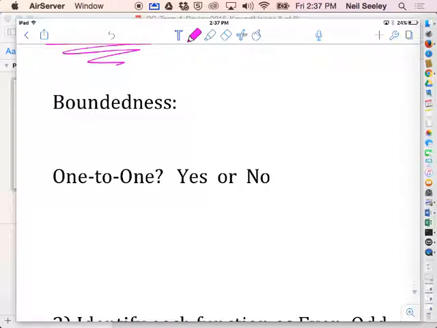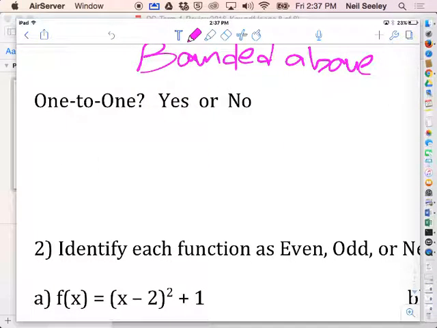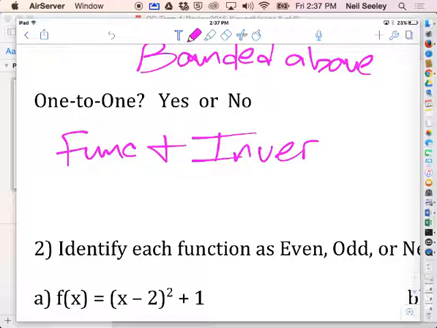Boundedness, this one is bounded above because there's a roof, a top. It's held back in some way. Now, 1-to-1. 1-to-1 means the function and its inverse both pass the vertical line test. They both have to pass. If they don't, then it's not 1-to-1.